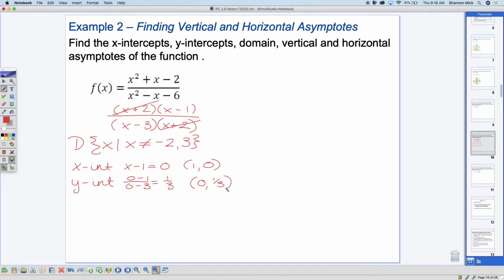Your vertical asymptote. How do I find vertical asymptote? You said the bottom equal to 0 if you're simplifying the equation. Yes, the simplified. So x minus 3 equals 0. So x equals 3. Now your horizontal. How do I do horizontal? Compare the exponents of the numerator.